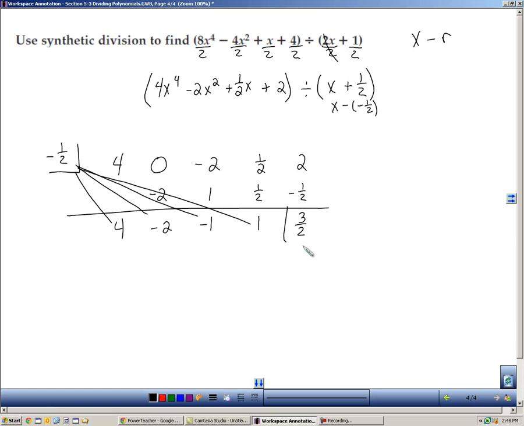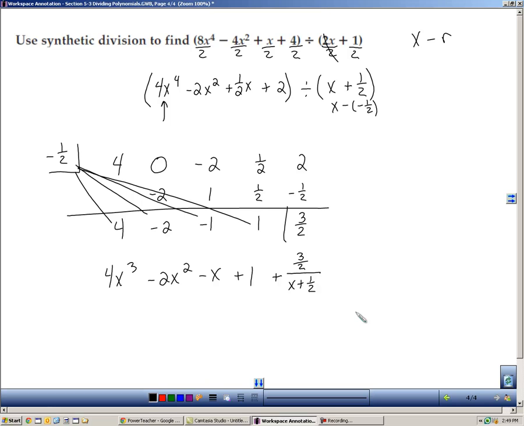That's my remainder. So let's see what the answer is going to look like. Remember, we started with an x to the 4th, so my answer is going to be a 4x cubed minus 2x squared minus a 1x plus 1. And then my remainder is 3/2 divided by the x plus 1/2 of my divisor.